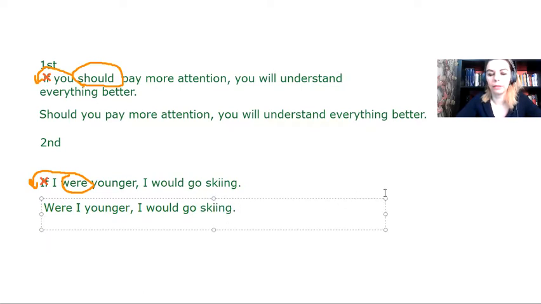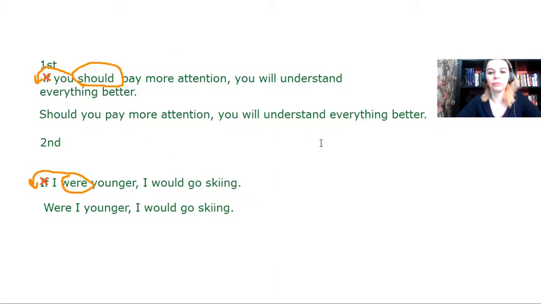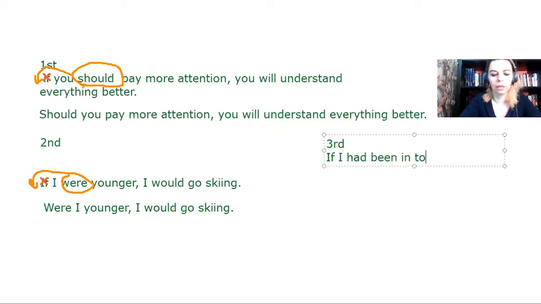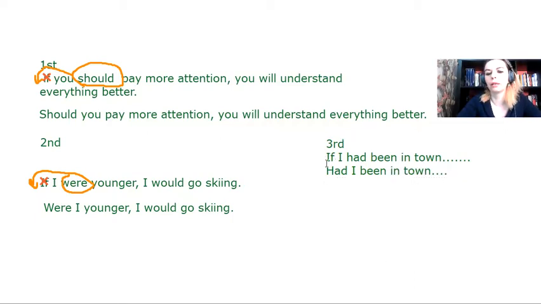Now, one last thing, third conditional. I'll put it here. Now, we said earlier, if I had been in town, I would have come to your party. Okay. Now, in order to turn this sentence into an inversion, what you have to do again is remove the if word and invert: had I been in town, I would have come to your party. Okay. So this means that we can use inversion in all sentences, whereas here we can only invert whenever we have the verb be. Okay, were.